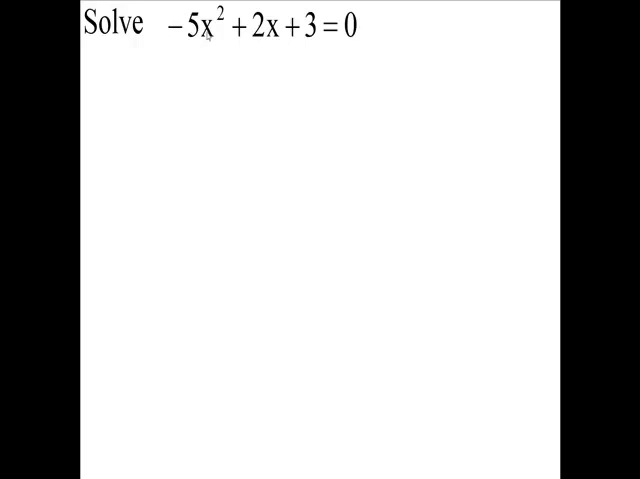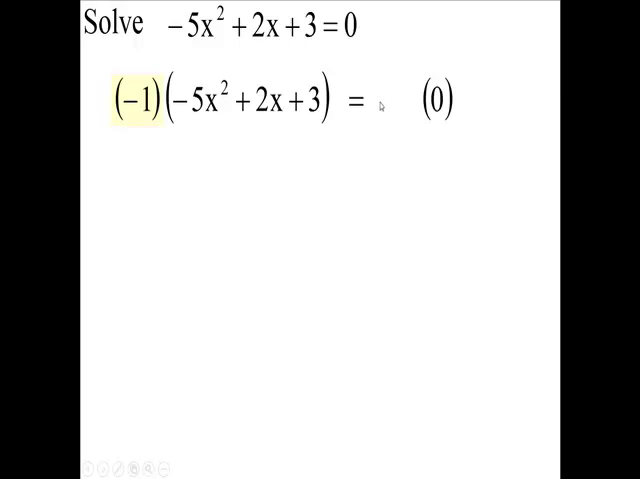So how would I turn this into a positive? Put both sides in parentheses. If I want this to be a positive, I need the opposite of a minus 5x squared. So I'm going to multiply this side and this side of this equation by minus 1. Put minus 1 here and here.